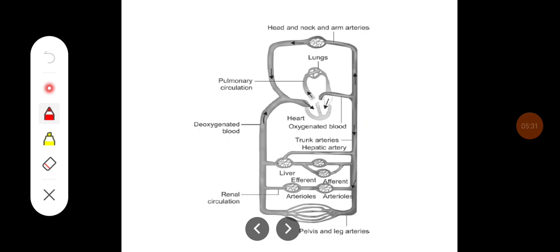The oxygenated blood goes to the head and neck and arm arteries as well as into the different parts of the body like the hepatic artery, then the pelvis and leg artery, then to the renal circulation. Then the capillaries get converted into the venous channels, which carry deoxygenated blood. It is going to enter back into the right ventricle through the right atria.